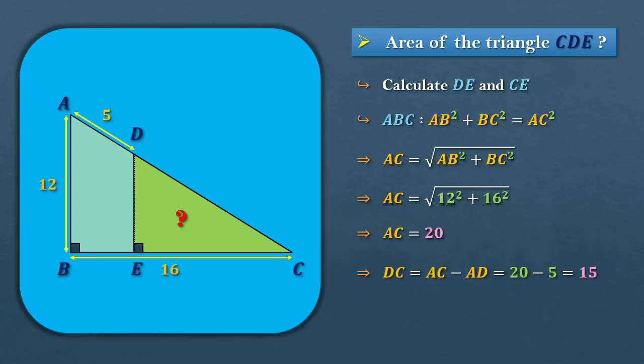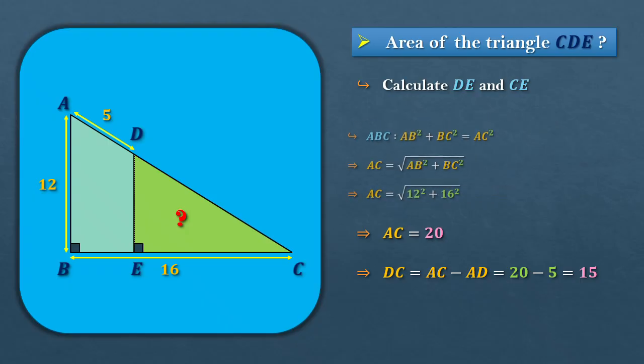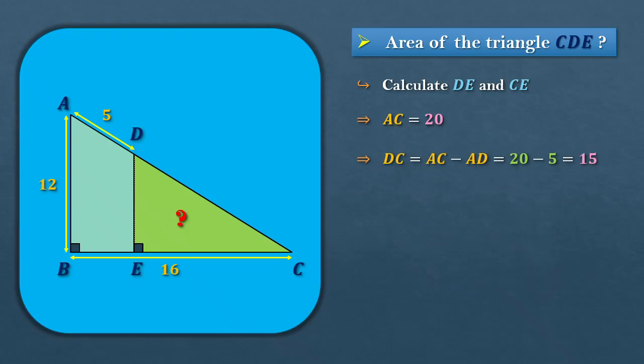Next, the length DC is equal to AC minus AD, which is equal to 20 minus 5. Thus, DC is equal to 15 units.